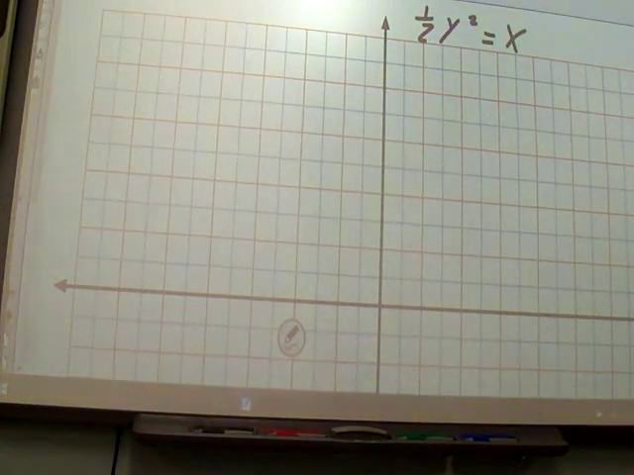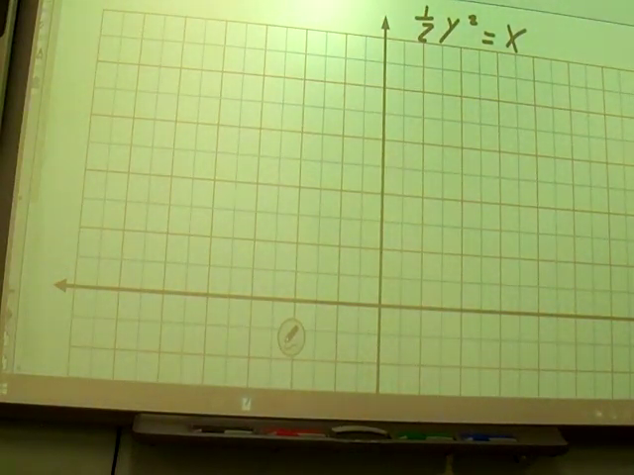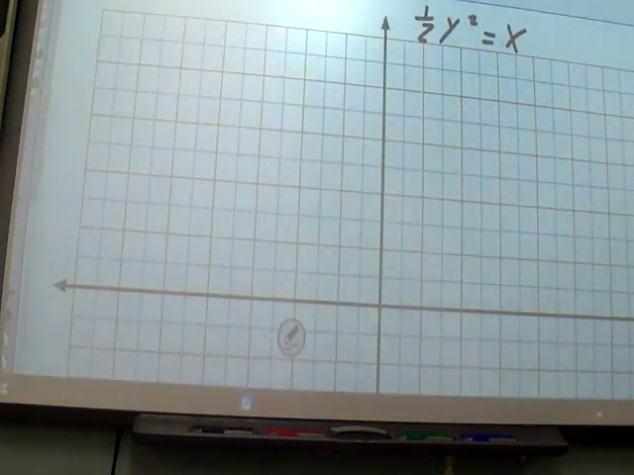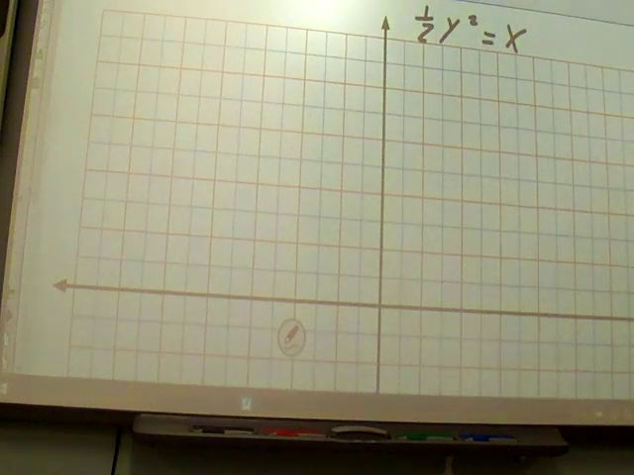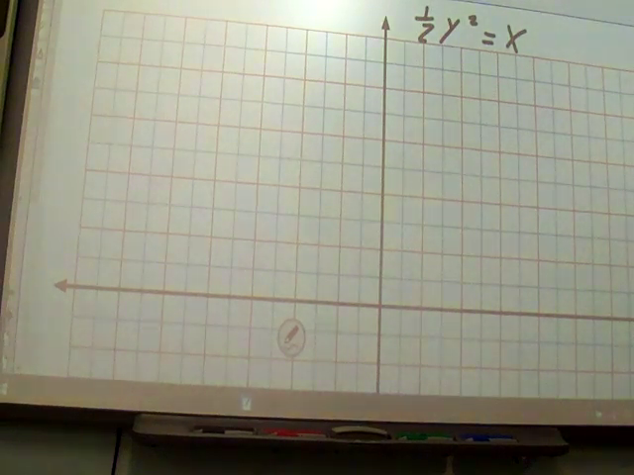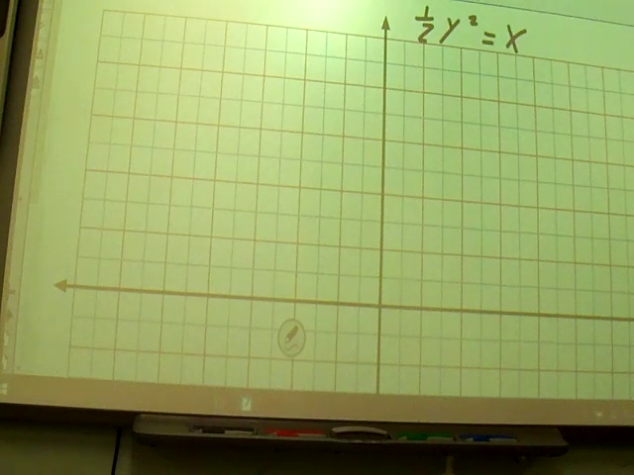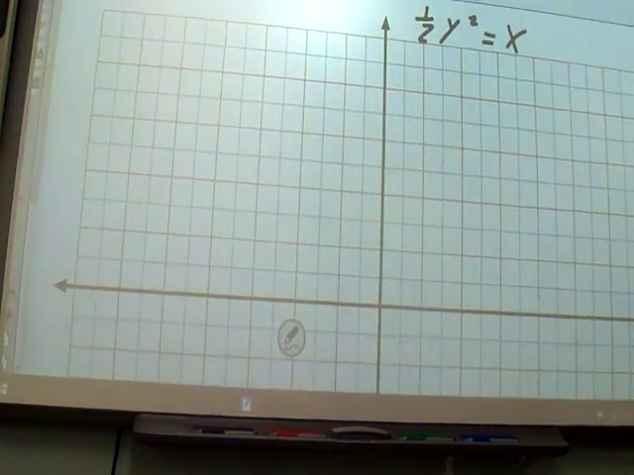Okay, what if we were told to graph this? Talk to me. What if we were told to graph that? Well, you have to set it to y. Okay, very good. If you're using the graphing calculator, it's not ready because it doesn't have the y all by itself. So I'm going to do what Chloe said and solve it for y, set it to y equals.